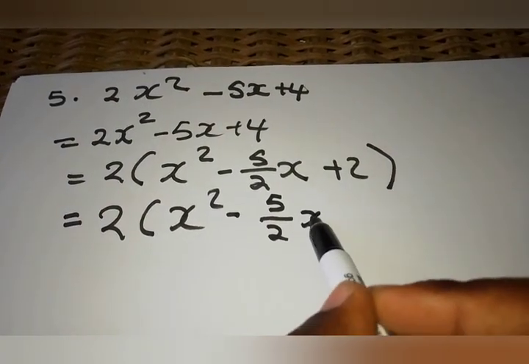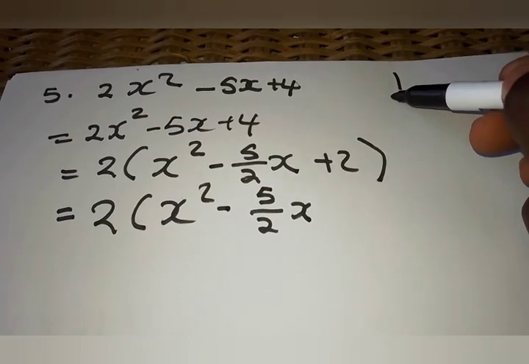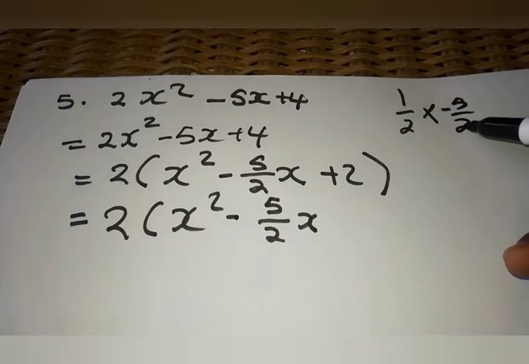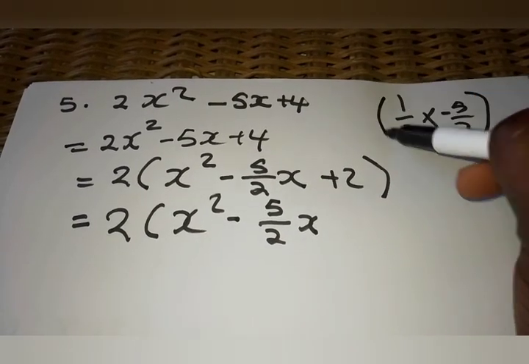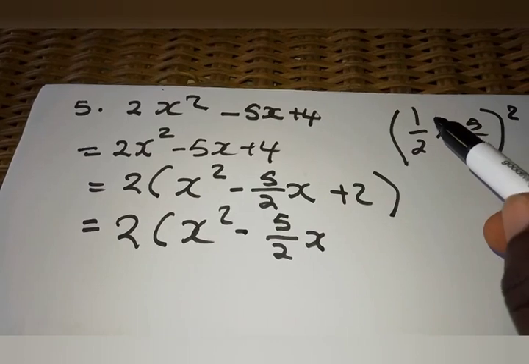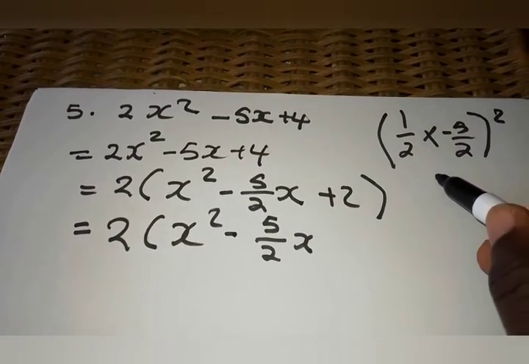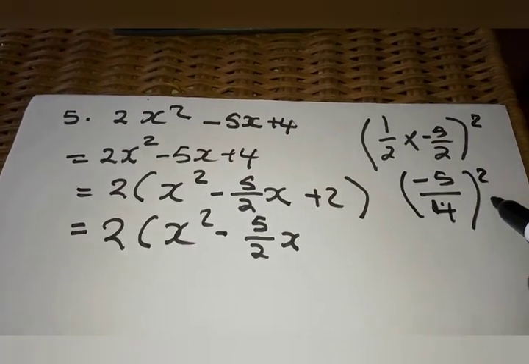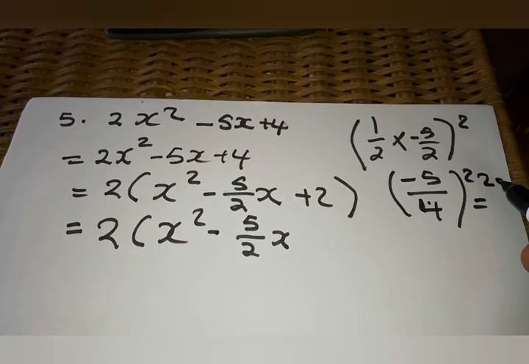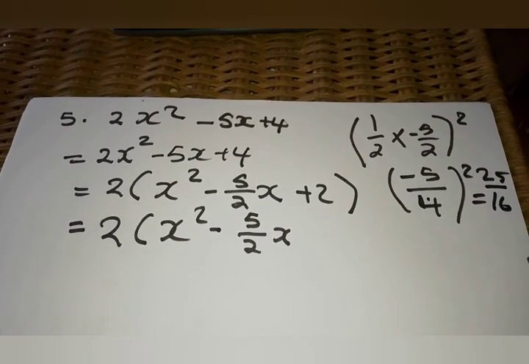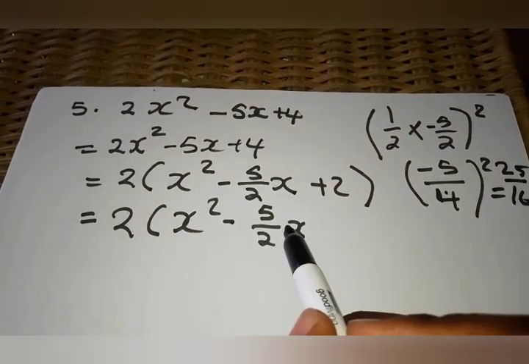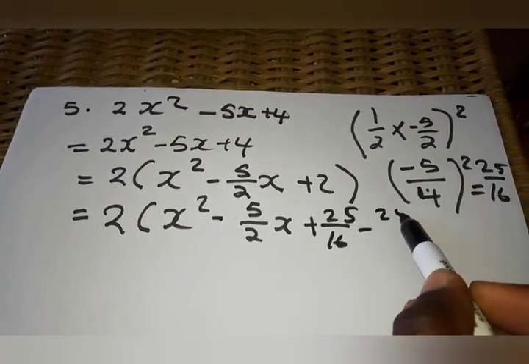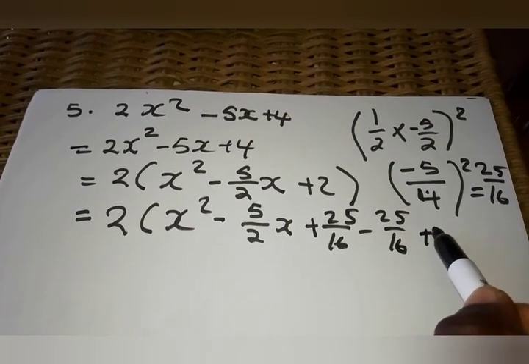Now we do our working aside before we can add the 2. So half multiply the coefficient of x, not x squared, coefficient of x, which is minus 5 over 2 all squared. Work what is inside the bracket, then we can actually focus on the 2. So all squared. Then we can use our calculator to get our final answer. It is positive 25 over 16. Now we'll add that answer and minus it again, and that is when we can add the 2. So plus 25 over 16 minus 25 over 16 plus 2.